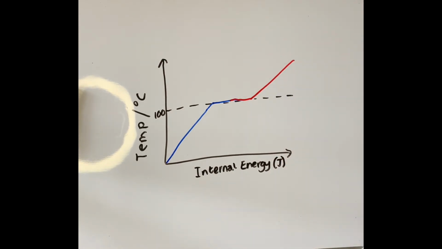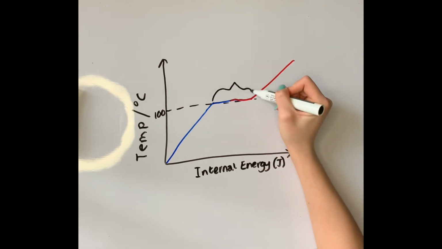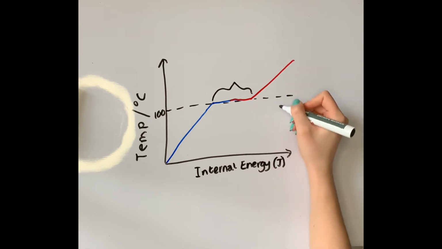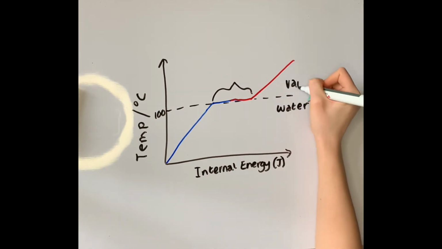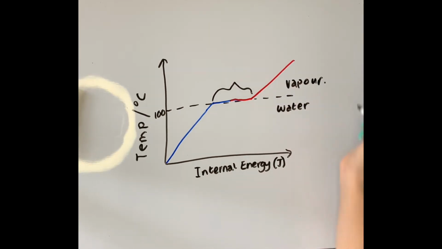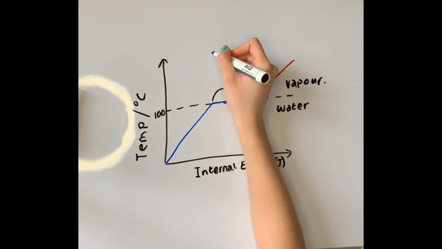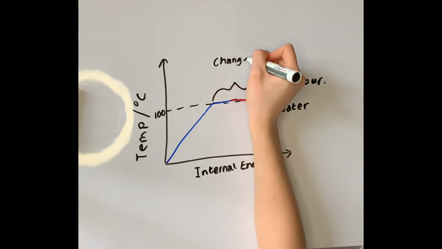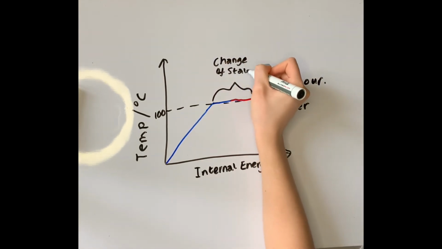During this change of state, the kinetic energy of the particles stays the same, and the temperature stays the same. But it's in breaking the bonds that the potential energy of the particle increases, and this means the internal energy of the particle also increases. And after this change of state, we now have water vapour.